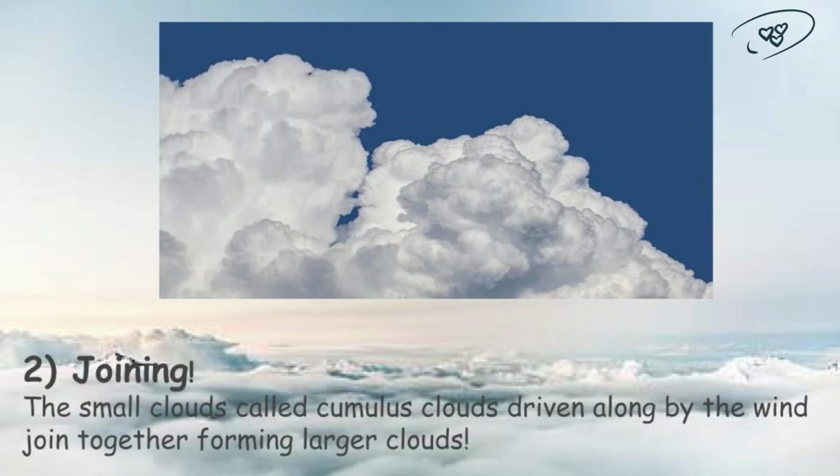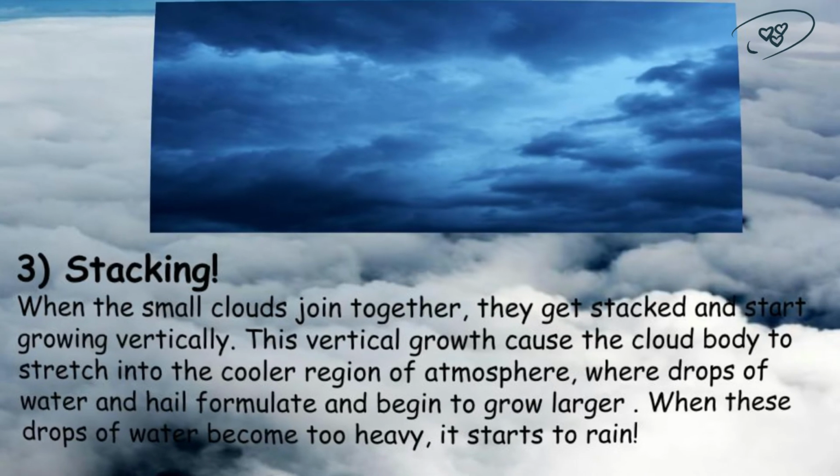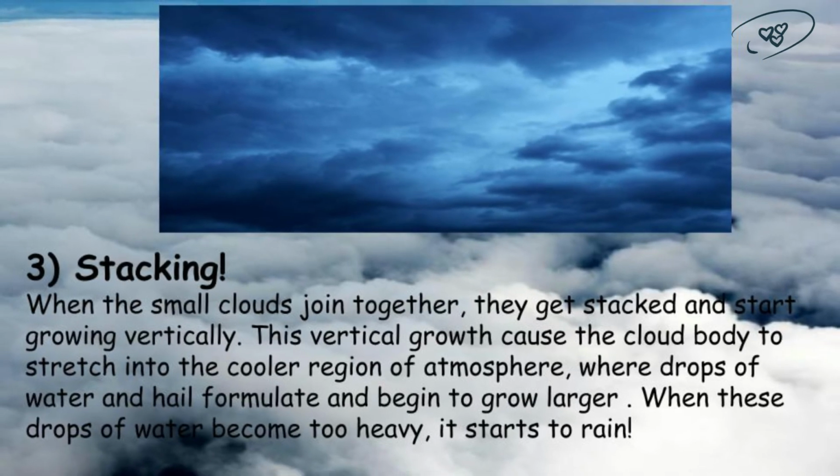The small clouds called the cumulus clouds driven along by the wind join together forming large clouds. So initially there are small clouds on the sky and then you see that by the wind as they come close together they are joined together and this process is called joining. So the third step is stacking.